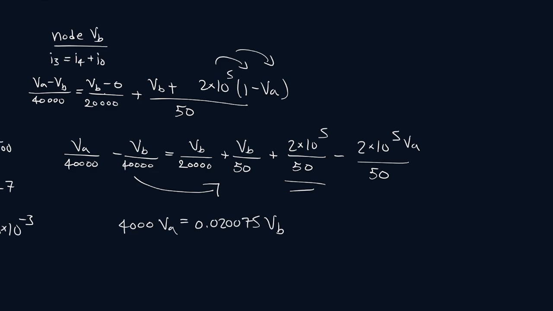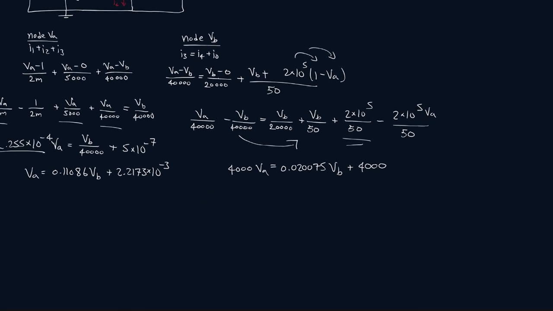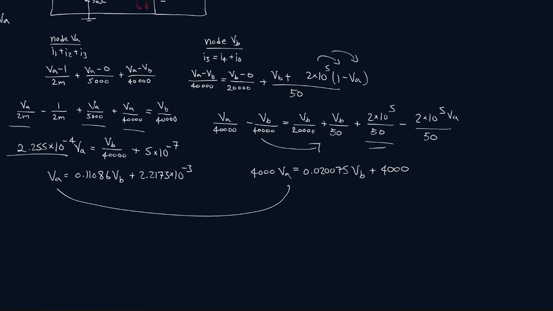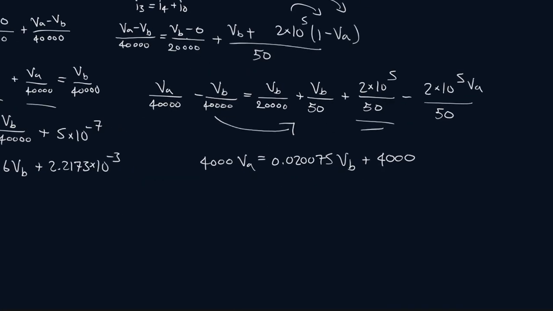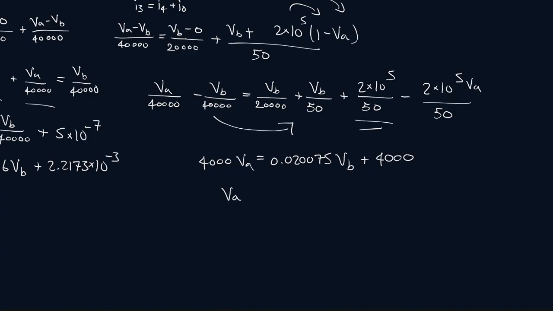My bad. And then let's take care of this: 2 times 10 to the power of 5 divided by 50. That's 4,000. Okay, looks good. Let's plug this into here. So actually, let's divide everything by 4,000. So it'll be VB over 0.020075 divided by 4,000, and that's 5.01875 times 10 to the minus 6, plus 1.